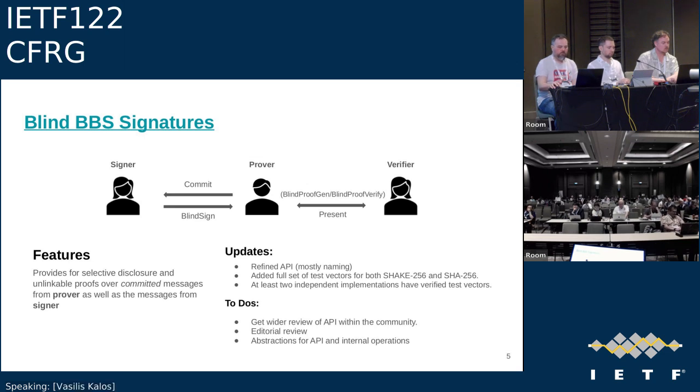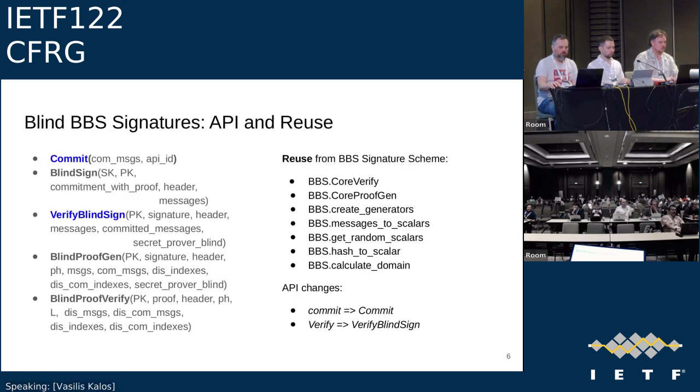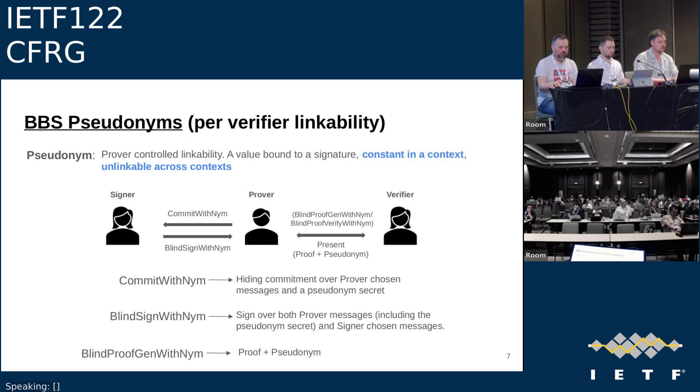Some things we want to do: refine the API even more, discuss what we want to generalize, how we do abstractions, and how the API should be shaped. So this is a fairly new document. There's still editorial review work to be done here. A reminder of the API, but I'm going to move on from that into pseudonyms.